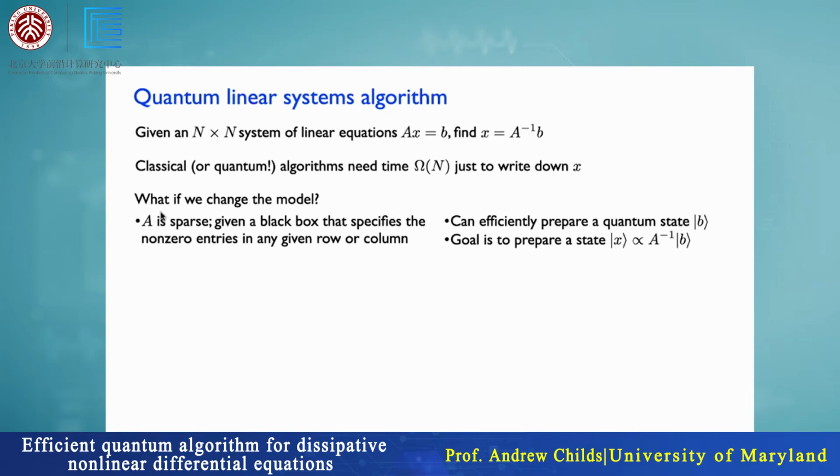And also, we need the system of equations to be somehow nice. So one sufficient condition would be that it's sparse, and that we've got some black box that reveals where the non-zero entries are. Specifically, we should be able to ask for any row or any column of A where the non-zero entries are. There should be not too many of them, only polylog n such non-zero entries. We should be able to find out where they are and what the values are in those entries of the matrix A.